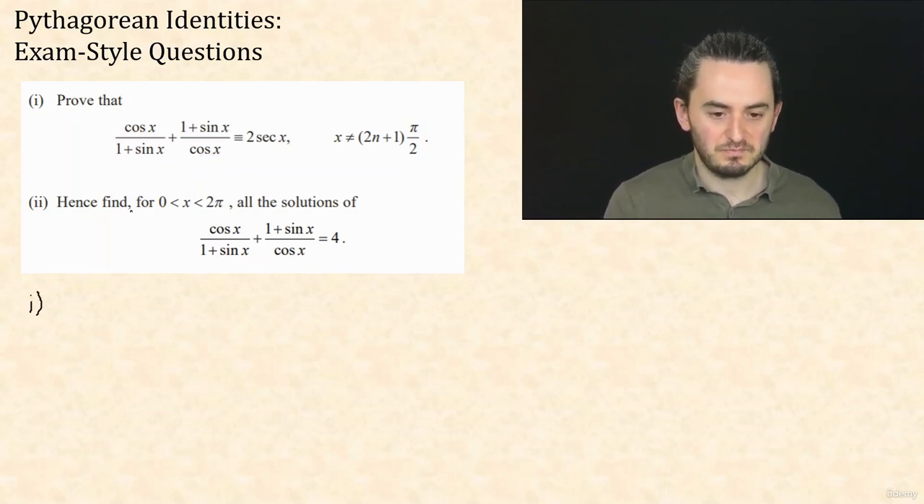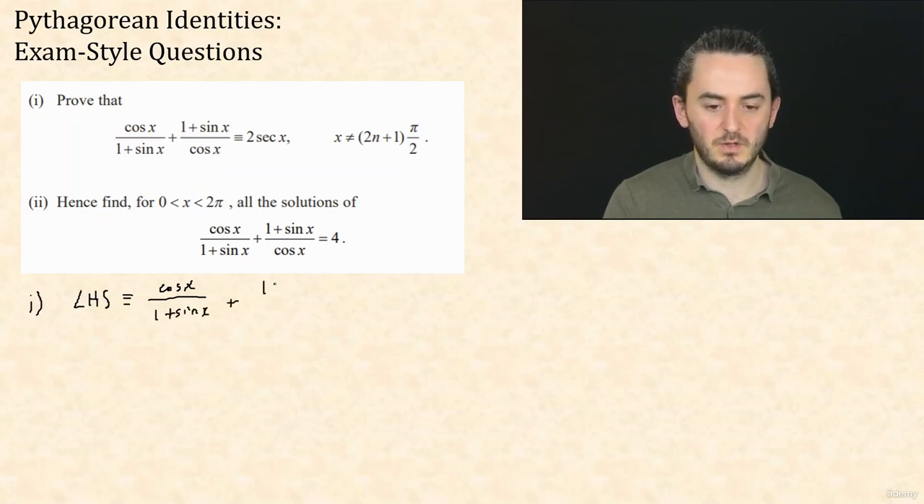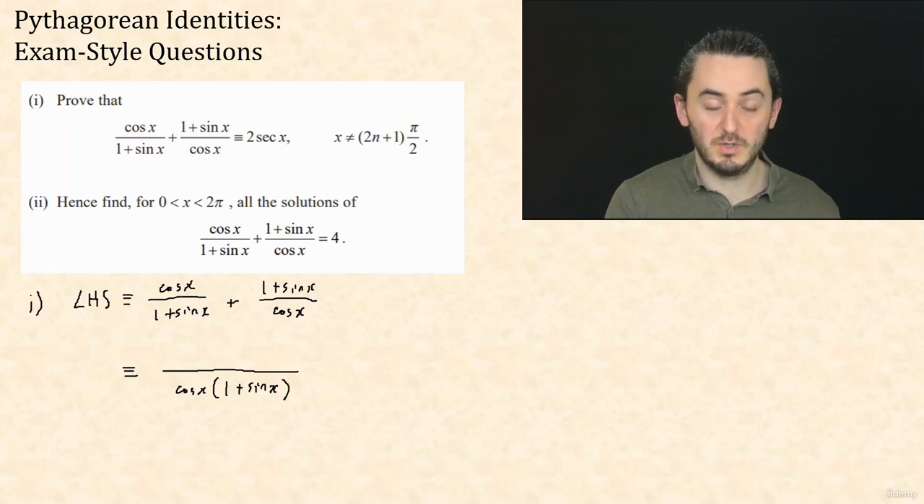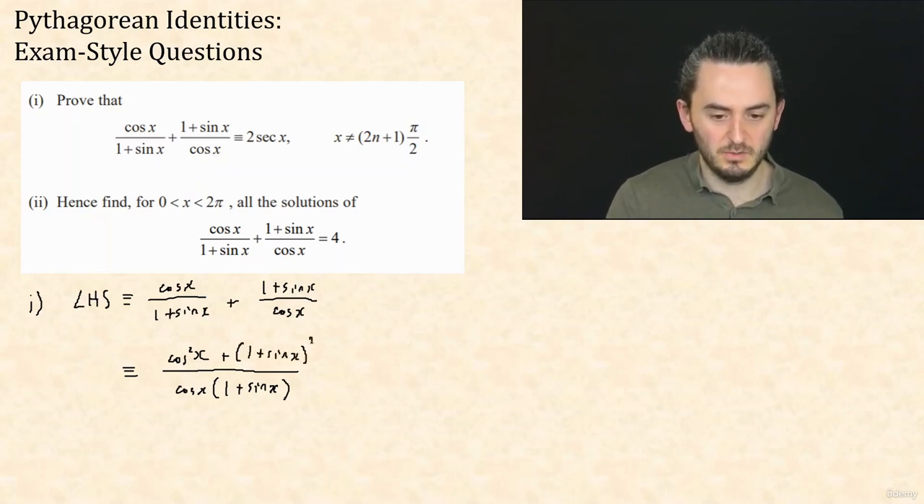So part 1, I'm going to start on the left-hand side, which is cos x over 1 plus sin x plus 1 plus sin x over cos x. And I want a common denominator here. So my common denominator is cos x times 1 plus sin x. And on the numerator, I multiply top and bottom by cos x, so that gives me cos squared x. And I multiply top and bottom here by 1 plus sin x, so I get 1 plus sin x all squared.